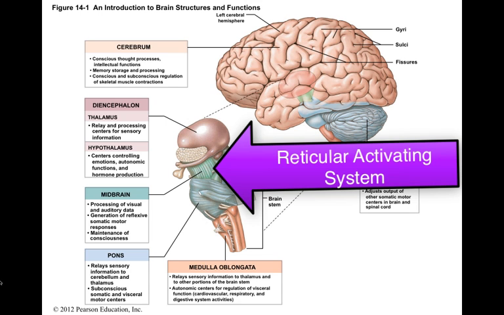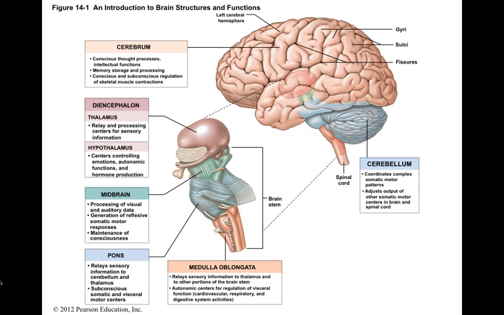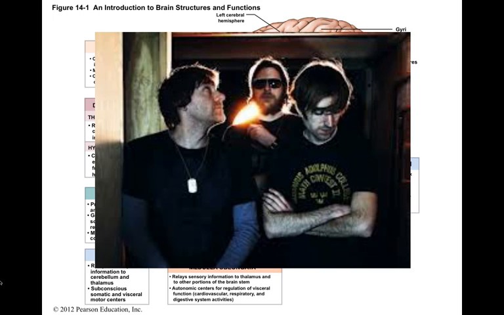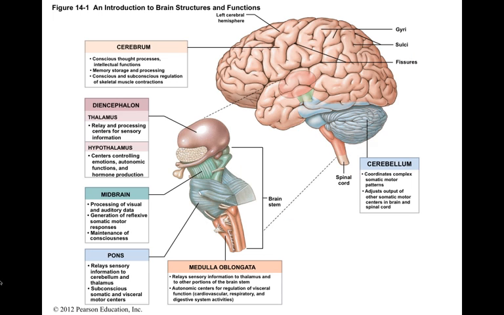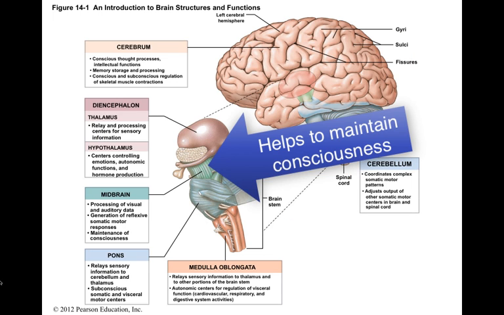Also found in the midbrain is an area called the reticular activating system. This region contains nuclei that process visual and auditory information and control reflexes triggered by these stimuli. It makes you more alert and attentive. If you hear a loud, unexpected noise, your eye movements and head turning are directed by the nuclei in the midbrain. The midbrain also contains centers that help to maintain consciousness.